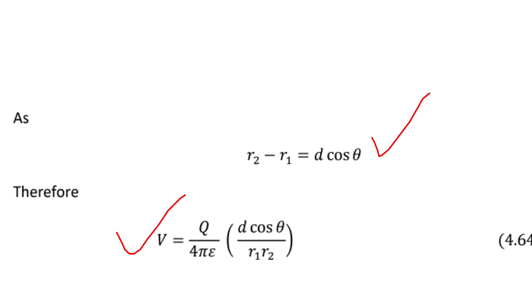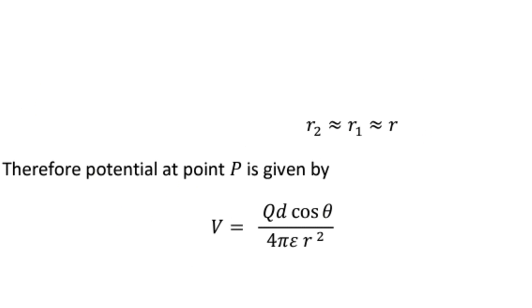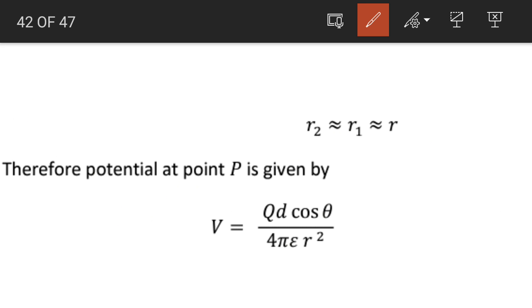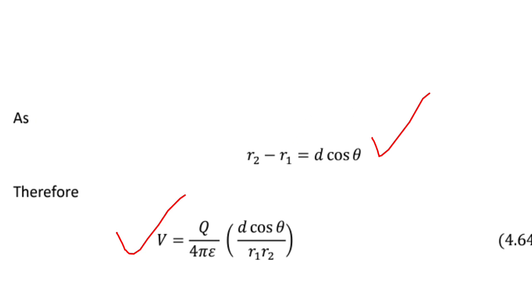We assume that the point under observation is located far away from the dipole, and the distance between the dipole charges, which is d, is very small. So if d is very small and the point under observation is located far away from the dipole, then r2 will be approximately equal to r1, and r1 will be approximately equal to r. If we put these values of r1 and r2 in equation number 64, we get another equation.